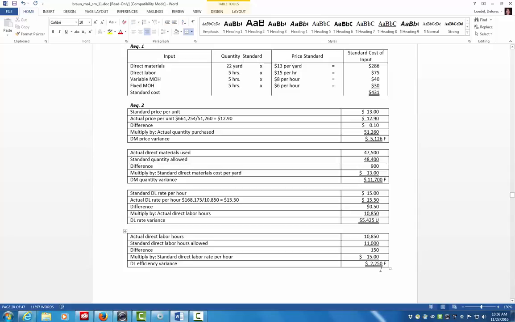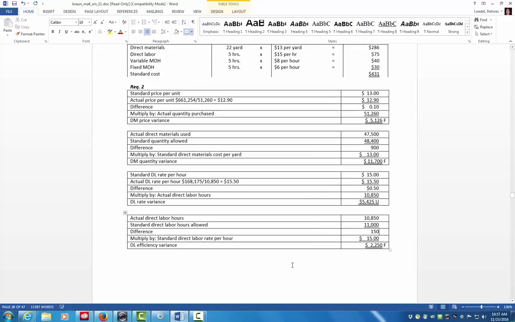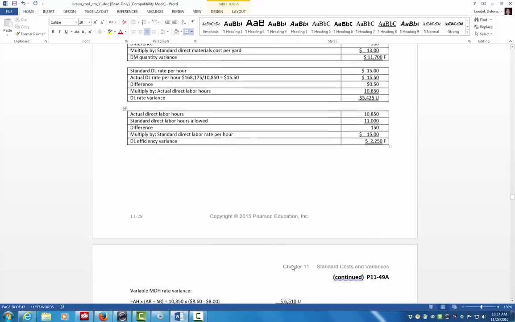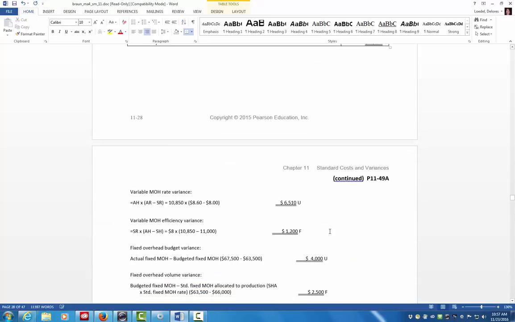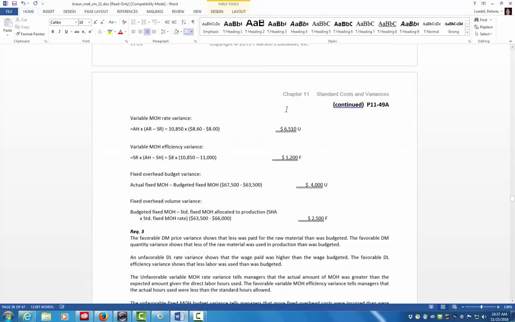Okay, so now we have, looks like, two favorable material variances, one unfavorable direct labor rate variance, and a favorable efficiency variance on our direct labor. Requirement 3 is asking us basically to summarize this information that we've already calculated. Sorry, we still need to finish the rest of our variances before we get to that piece. That's requirement 3, part 3.